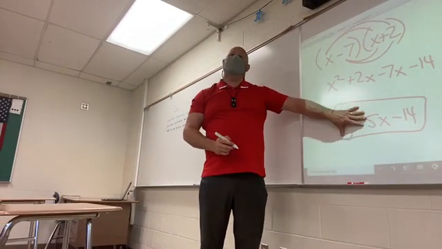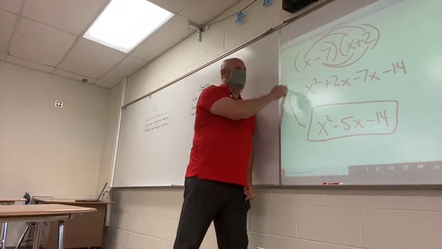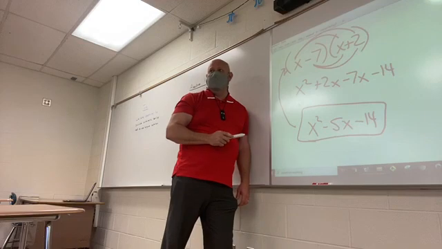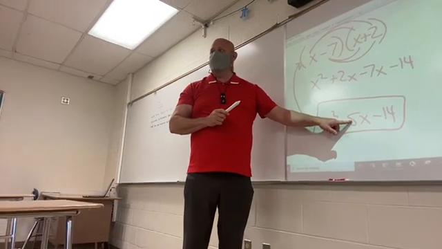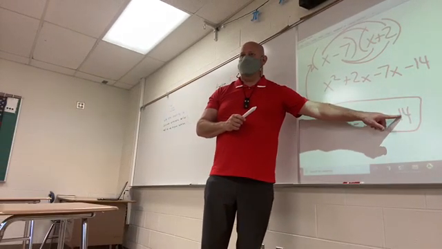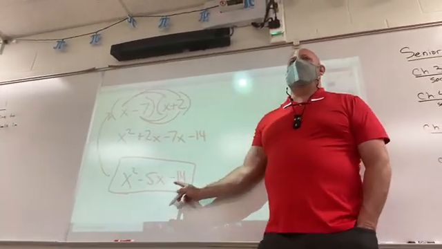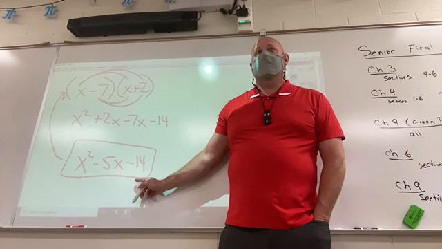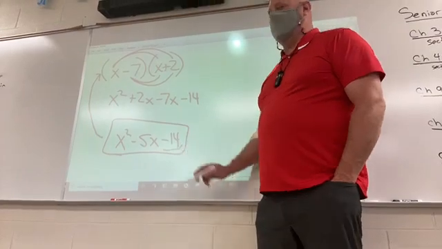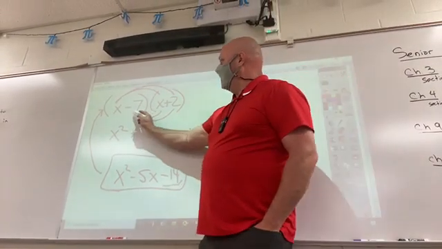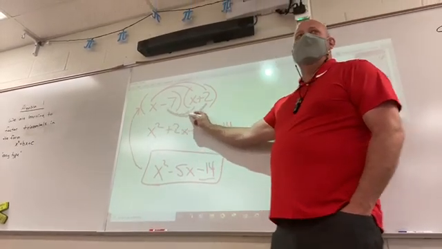What we're doing today is we're going to flip this, and our goal is to go from here back up to there. So the question is, how do we get that middle term, and how do we get this last term? Let's start with the 14. Where did the negative 14 come from? It came from the negative 7 times the 2, right?